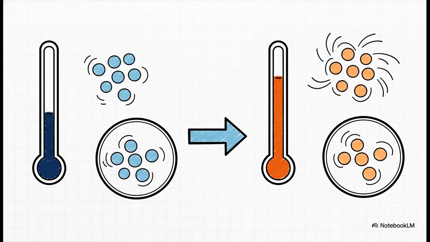So what is the link between temperature and this kinetic energy? Well, it's quite simple. Temperature is nothing but a measure of the average kinetic energy of the particles. So when we heat something up, we're actually giving more energy to its particles. This makes them move or vibrate much faster. Just remember this rule: as temperature increases, kinetic energy also increases.